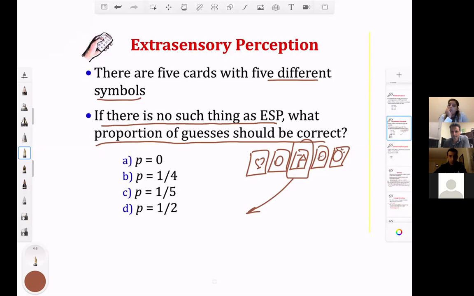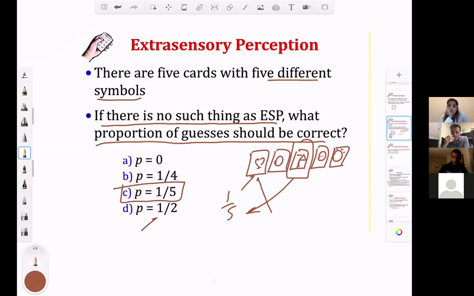Agree? So if I take the heart, the probability that you tell me that I picked the heart is 1/5. So the probability is going to be 1/5. If we do this experiment and the probability that you read my mind is more than 1/5, like 1/2, then that means there exists ESP. There is a sixth sense. Does that make sense, Stephen?